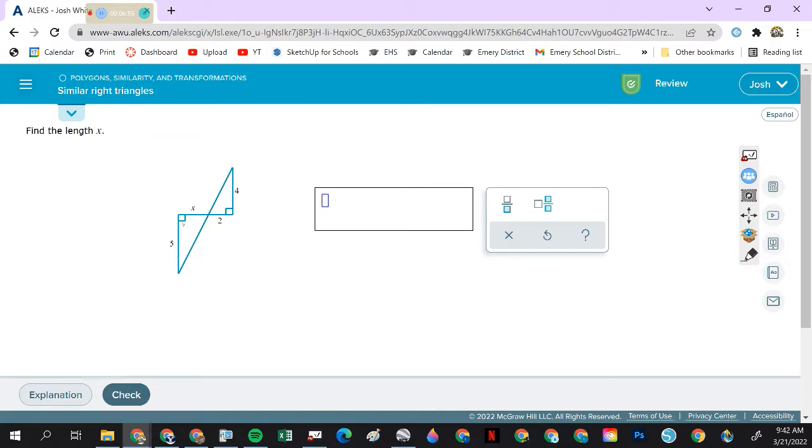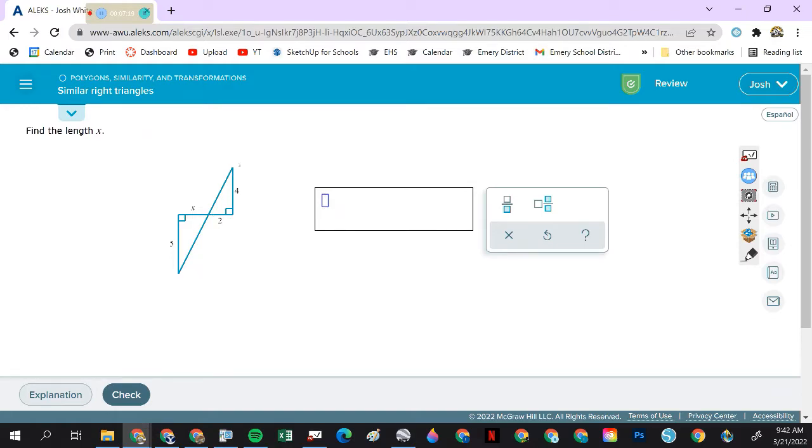Yeah, so here we have a right angle and a right angle. And this angle and this angle are vertical. So this angle equals this angle. Does that guarantee that this angle equals this angle? Yes, it does, because of the triangle angle sum. So we know that these triangles are similar.